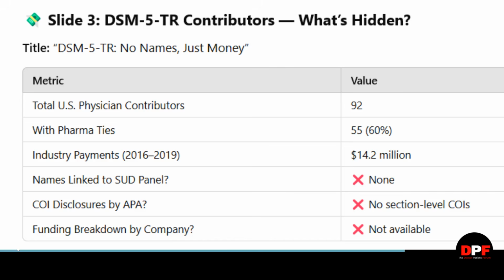$14 million completely undisclosed. So the readers of the DSM wouldn't know this. The American Psychiatric Association, unlike in their journals, where at least the names of the companies are listed, none of this information was available. So that's the DSM-5 TR: over $14 million in undisclosed financial conflicts of interest among the DSM-5 TR committee members.